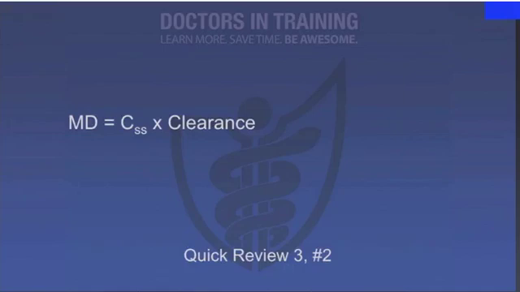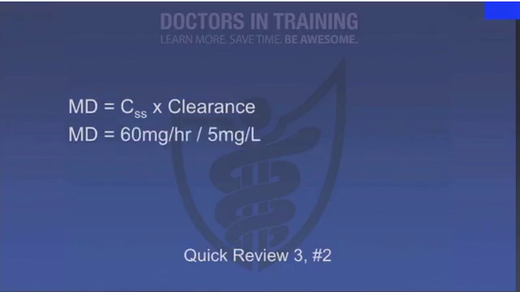So your maintenance dose here is 60 milligrams per hour. Your concentration at steady state, or your plasma concentration, is 5 milligrams per liter. So you divide that, and you get 12 liters per hour as the clearance here.